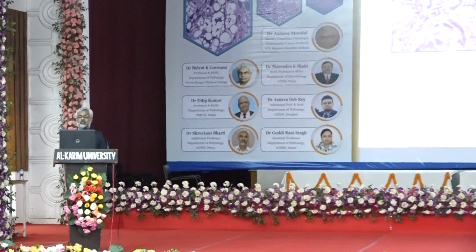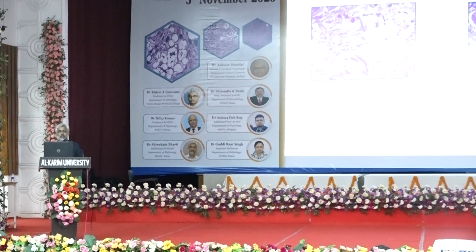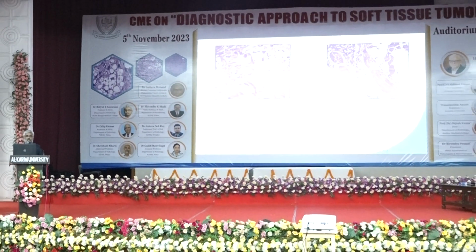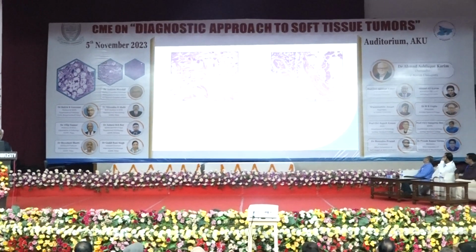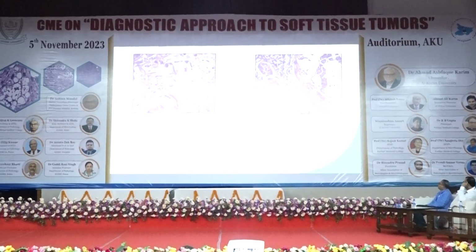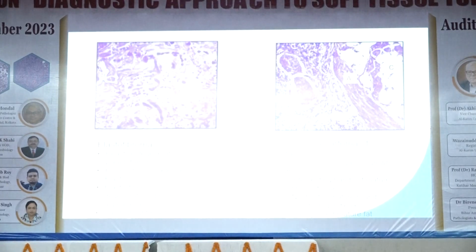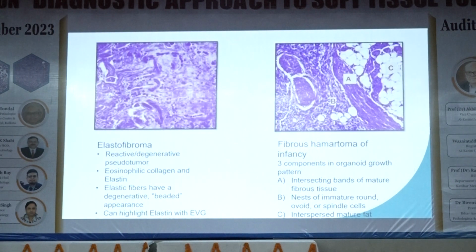The fibrous hamartoma of infancy, as we all know, is different tissue types in one area forming a mass or tumor-like lesion, which forms the hamartoma. Here also we have fascicles of spindle cells, the immature fibrous cells, intervened by mature fat.